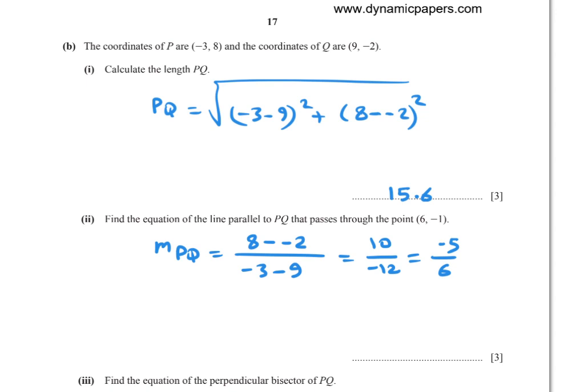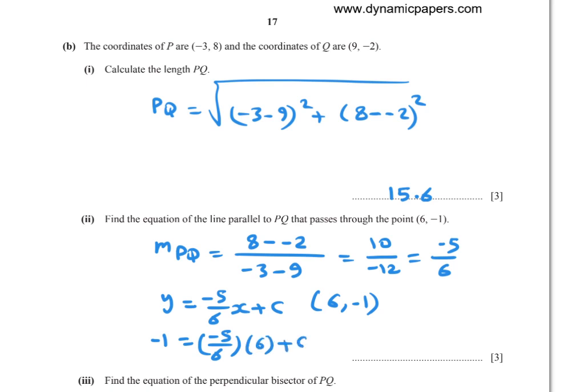Because the two lines are parallel, they have the same gradient, so the equation of the line is y equals -5 over 6 x plus c. This line passes through the point (6, -1), so we can substitute. So -1 equals -5 over 6 times 6 plus c. So -1 equals -5 plus c. So c equals 5 minus 1, which is 4. So the equation of the line is y equals -5 over 6 x plus 4.